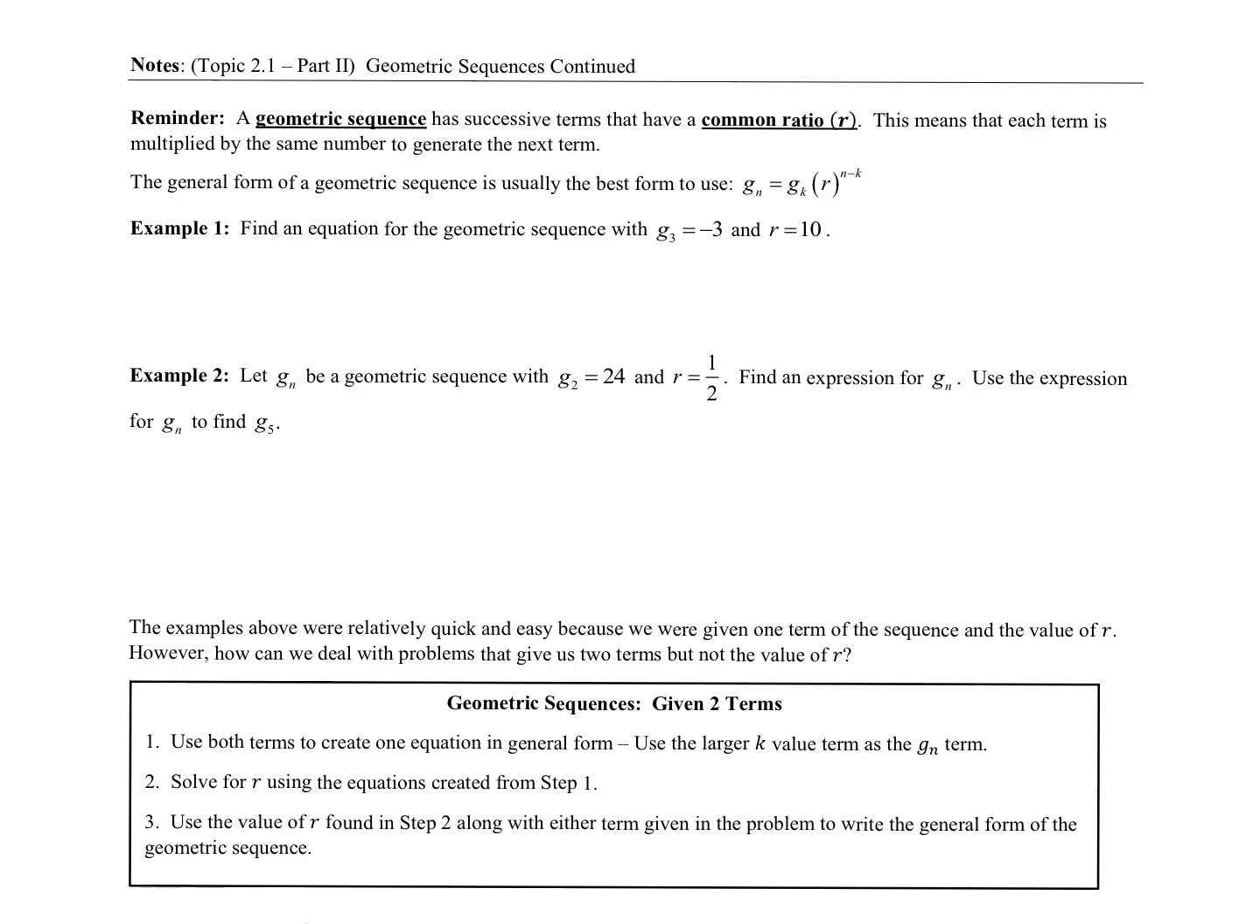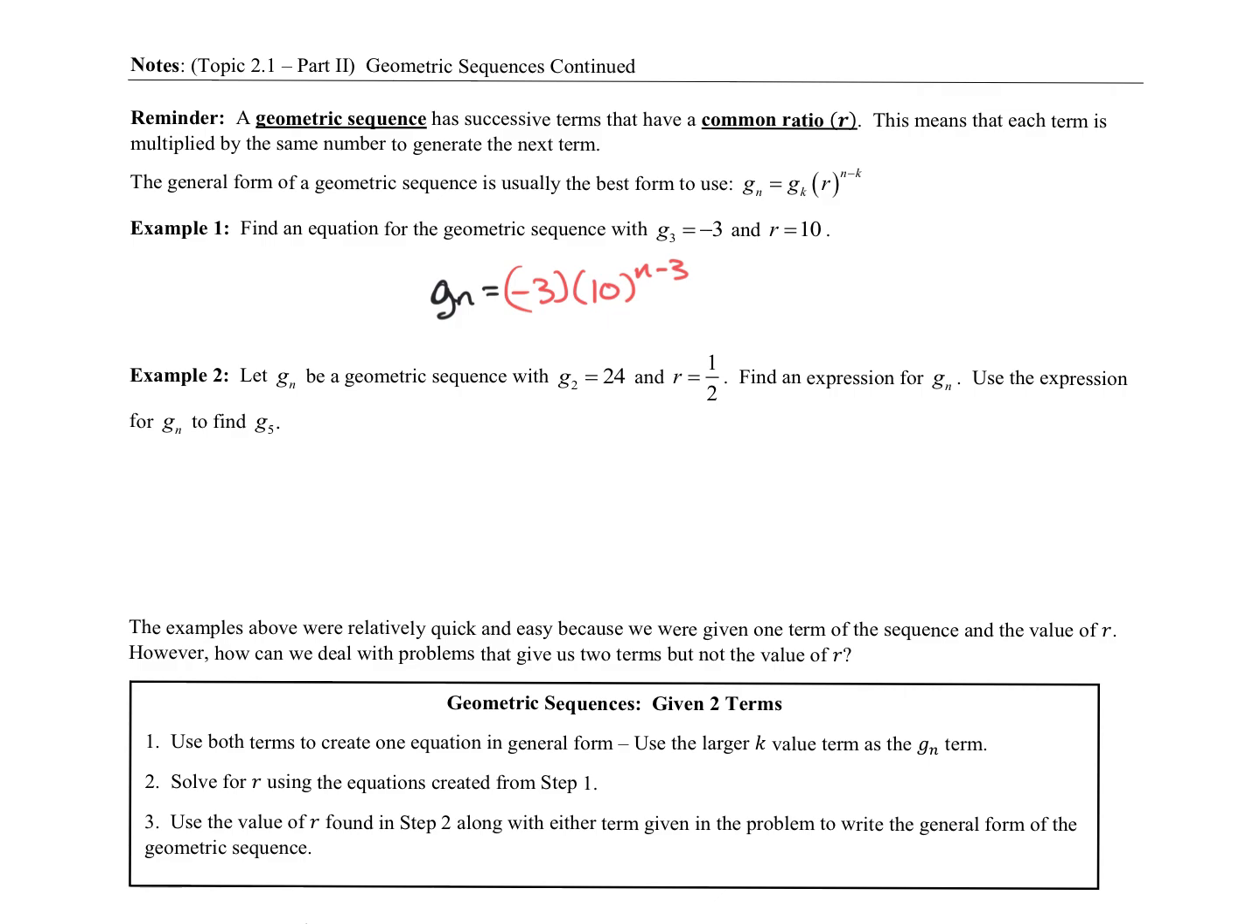Love it. All right, so example 1, we're going to find the geometric sequence with g sub 3 equals negative 3 and r equals 10. So here we go. What's my g sub n? Where do we start? With negative 3, and then times what? 10 to the power of n minus 3. Why is it 3 this time? Because it's my third. Okay, it's g sub 3.